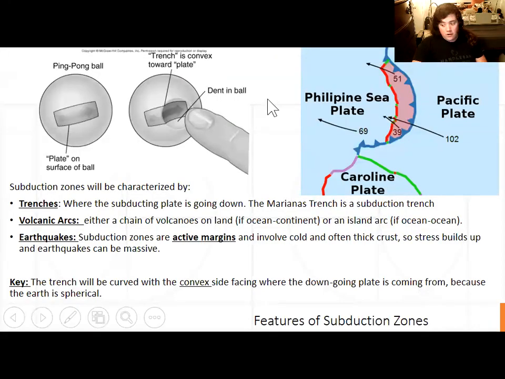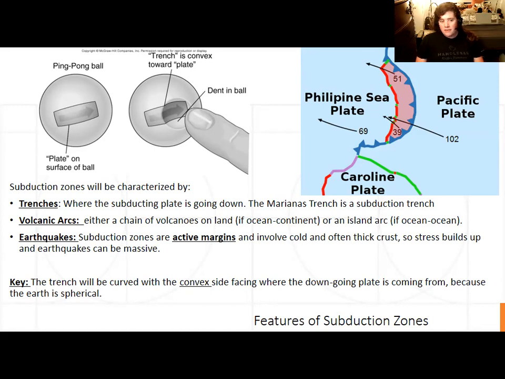And at a subduction zone, you'll have the trench itself where the plate is going down, and you'll have a chain of volcanoes forming behind it. You will also have pretty intense earthquakes because you have old oceanic crust crushing under the thick continental crust, and that builds tension up. An interesting thing to note is that, contrary to what you might expect, the convex side of the trench, or the bulge, actually faces the direction that the plate is coming from.